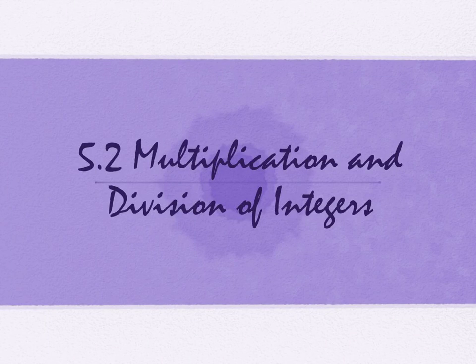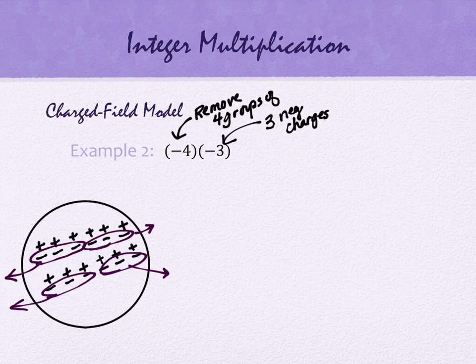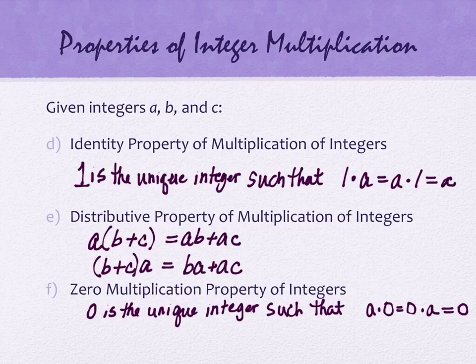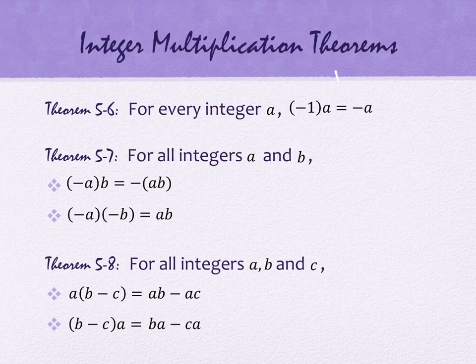Section 5.2, we're taking a look today at the rest of multiplication and division of integers. And we are on Theorem 5.6. For every integer a, negative 1 times a is equal to negative a. So in other words, multiplying by negative 1 will give you the opposite sign of whatever a was to begin with.